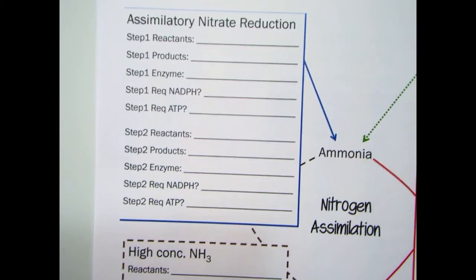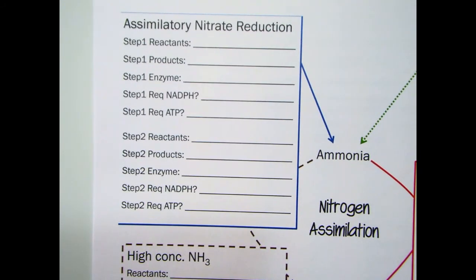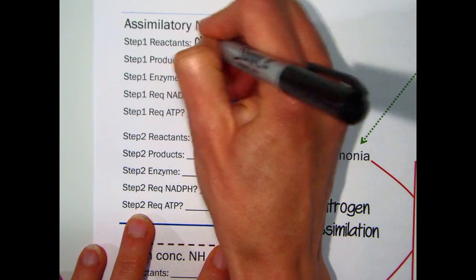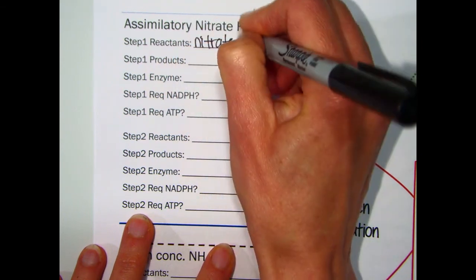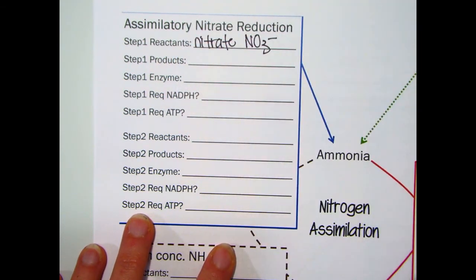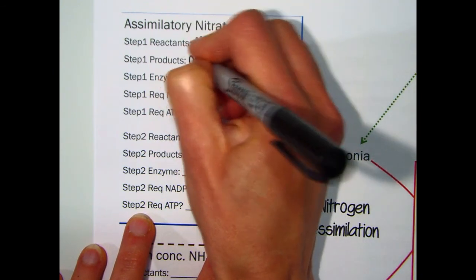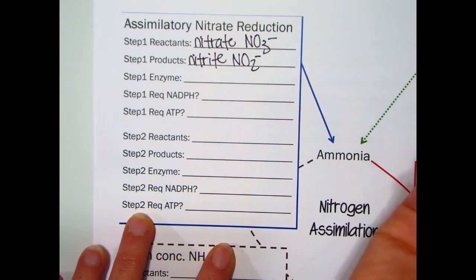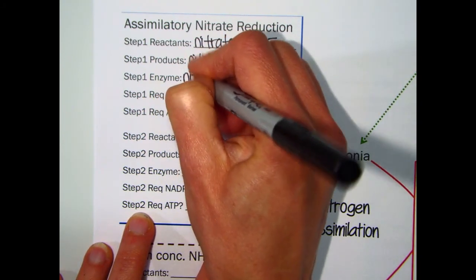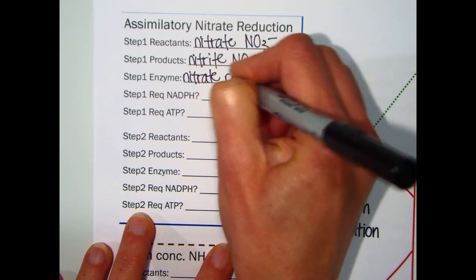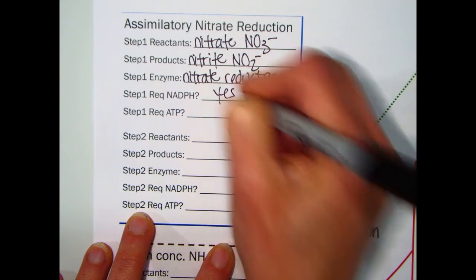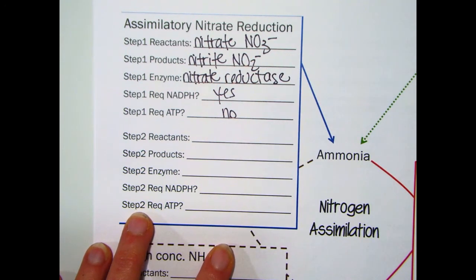The other way to get ammonia is assimilatory nitrate reduction, which, as you can tell, is a two-step process. And so the first step uses nitrate, which is NO3 minus, and makes nitrite, which is NO2 minus. The enzyme that does this is called nitrate reductase. It uses NADPH but does not use ATP.